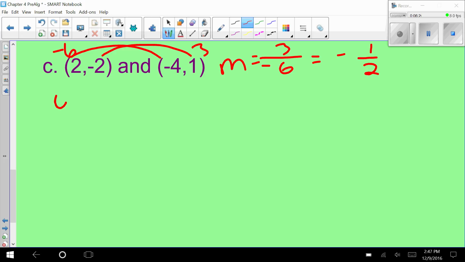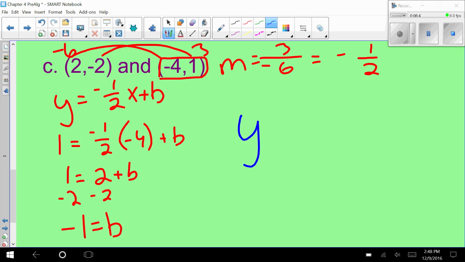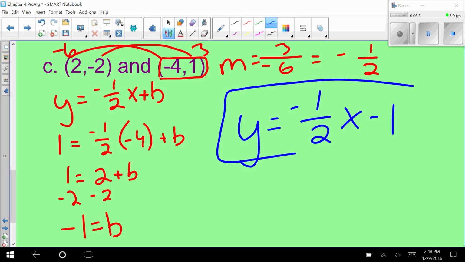My starter equation is y equals negative 1/2 x plus b. Now you get to pick which point you're going to plug in. I am going to plug in negative 4, 1. So 1 is y, and x is negative 4 plus b. Negative 1/2 times negative 4 is positive 2. Subtract 2 off of both sides, I get negative 1 equals b. So my final equation is y equals negative 1/2 x minus 1, or plus negative 1.